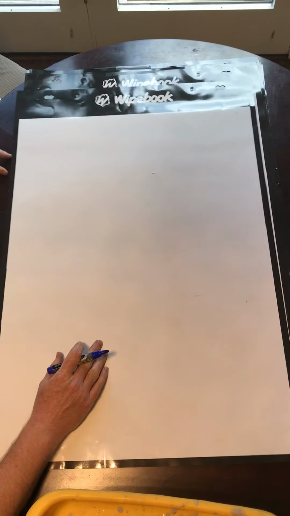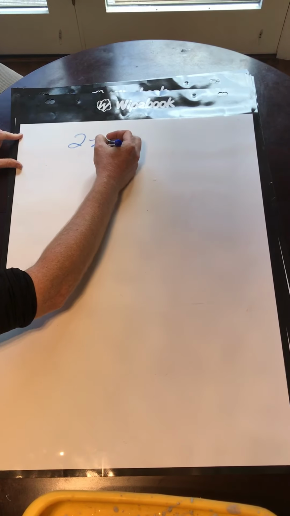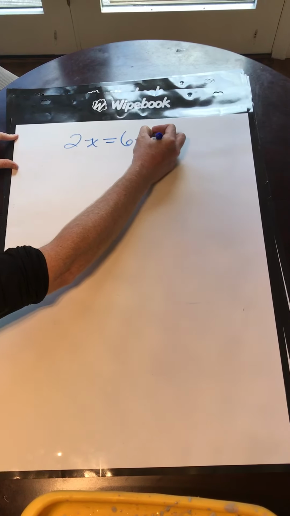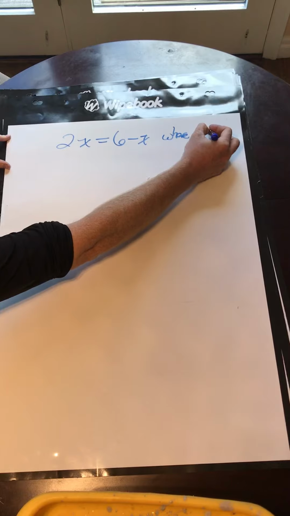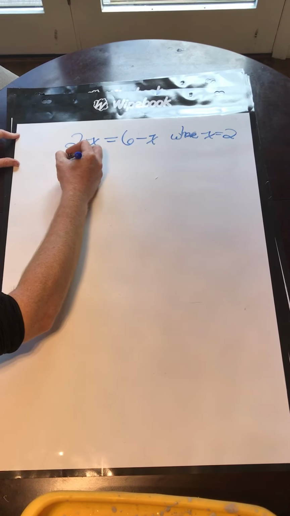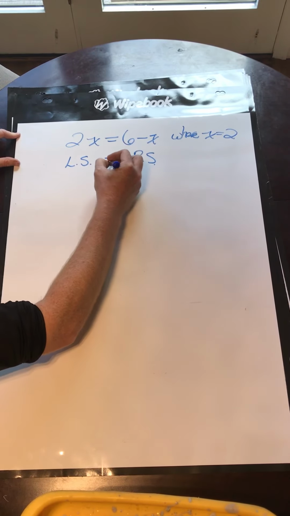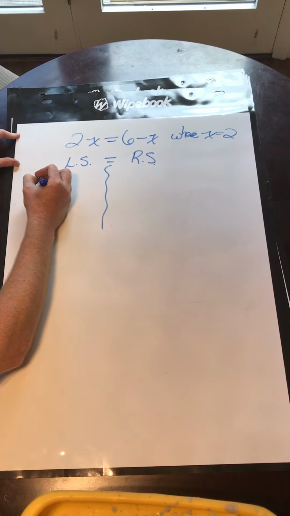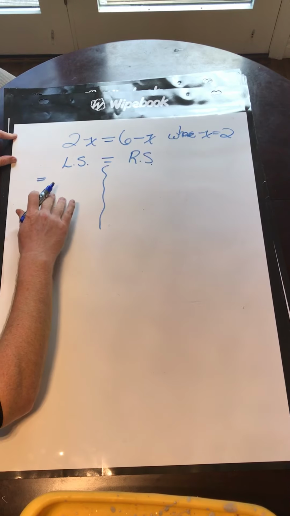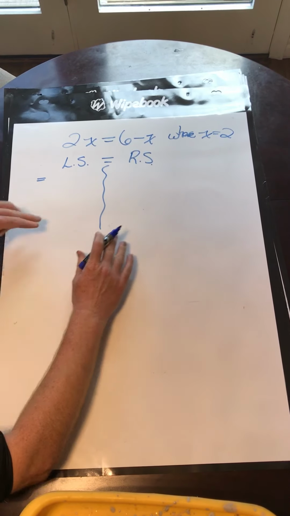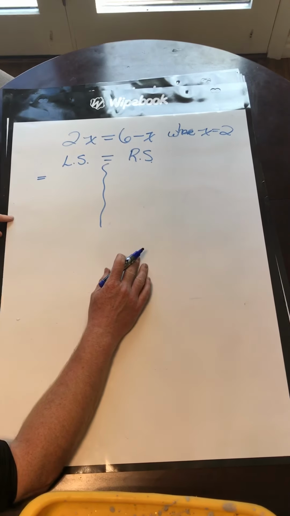Well, we go about it by writing out the equation again. We write out 2x is equal to 6 minus x, and we're going to say where x is equal to 2. And again, I have a left side and I have a right side, and they're equal. I put a little squiggly down the middle, and I'm going to solve for them individually by substituting in x is equal to 2. If I get the same solution on the left side and the right side, then I know that x is equal to 2 is correct.